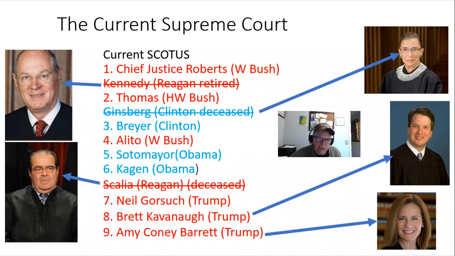So the Chief Justice, I don't have him pictured here, but he was put in by George W. Bush. Clarence Thomas, one of the oldest serving ones, H.W. Bush, right? W's dad. Justice Kennedy resigned, or retired, I should say. Ruth Bader Ginsburg, you may remember this, she just passed away not all that long ago, so that opens up a seat. Breyer, Clinton, Alito, W. Bush. Obama had two, Sotomayor and Elena Kagan, two women. Sotomayor is a Hispanic woman.